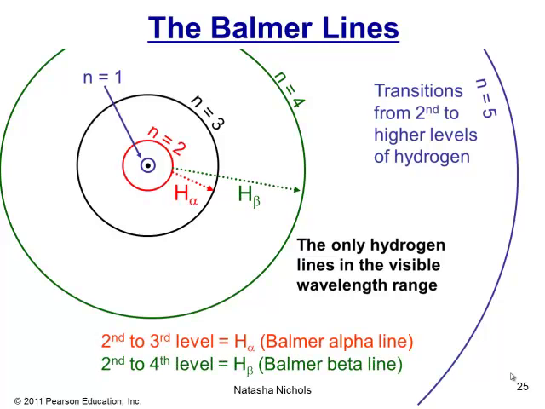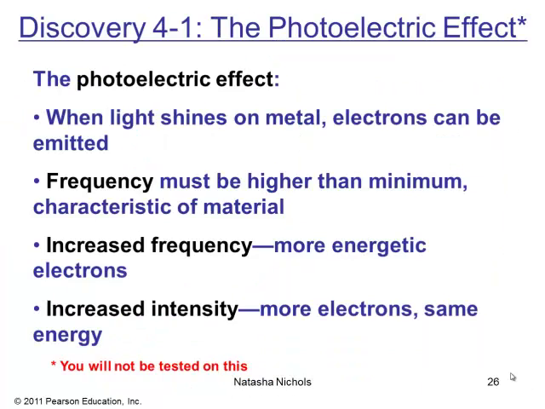If we have a transition from n equals 2 to n equals 4, or the other way around, that's the second transition in the Balmer series. So we call that the Balmer beta line, and that corresponds to hydrogen beta. And those are important because those fall within the visible spectrum. And we can continue on and on with hydrogen gamma, delta, and so on and so forth. But alpha and beta are the important ones.